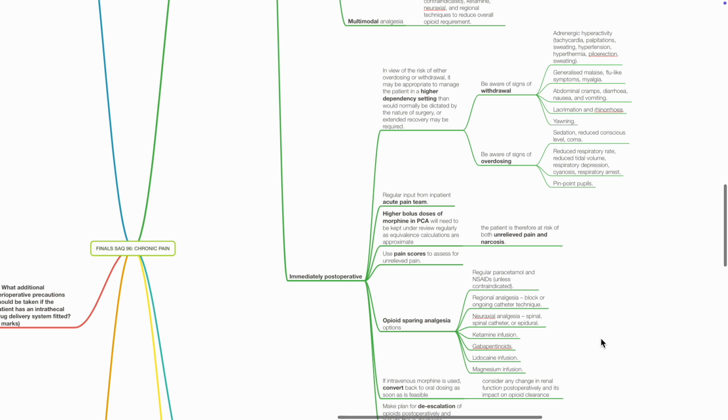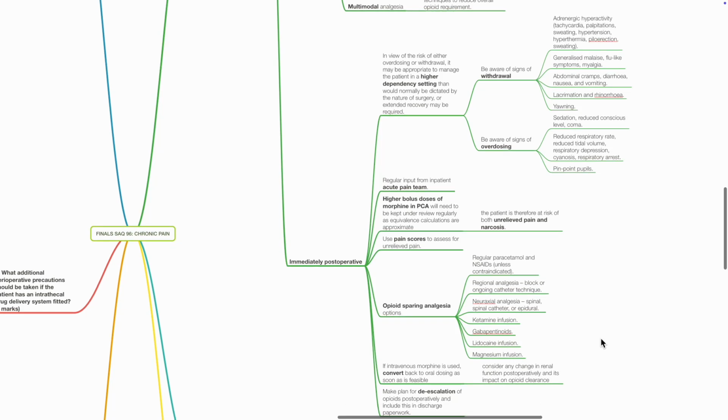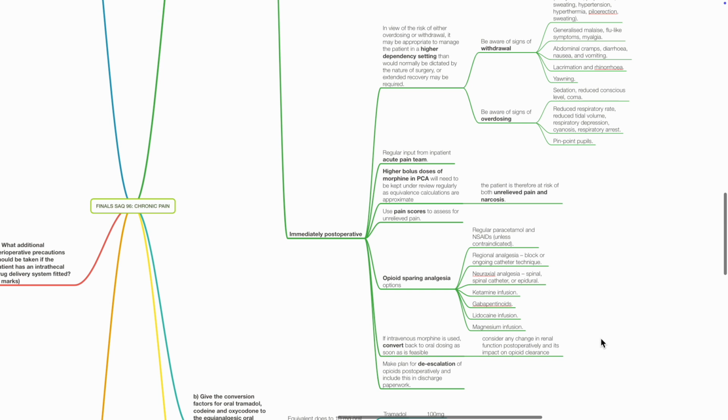Use a pain score to assess unrelieved pain. Use opioid-sparing analgesia, such as paracetamol and NSAIDs unless contraindicated. Regional analgesia, single shot or catheter technique. Use of neuraxial analgesia, ketamine infusion, gabapentinoids, lidocaine or magnesium infusion as appropriate. If IV morphine is used, convert back to oral dosing as soon as feasible. Consider any change in renal function post-operatively, as this impacts opioid clearance. Make a plan for de-escalation of opioids post-operatively and include this in discharge paperwork.